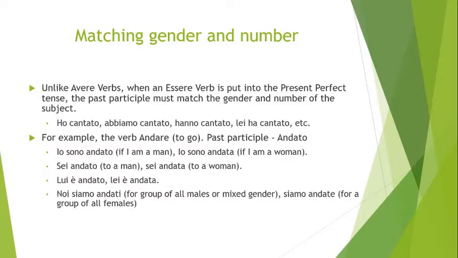So that is a lot of information that I just threw at you. I want to practice this. Oh, sorry, one more example. Siete andati, siete andate, right? So that's you plural. Siete andati, if it's all men or mixed gender. Siete andate, if it's all women. Sono andati, sono andate. That's they went. They went for all men or mixed gender, and for women. Sono andati, sono andate.